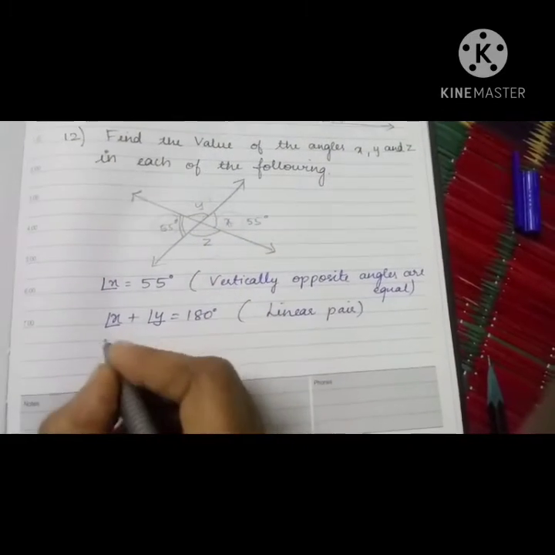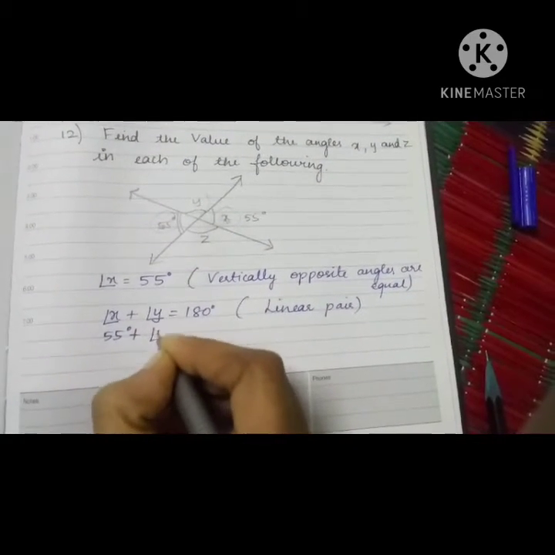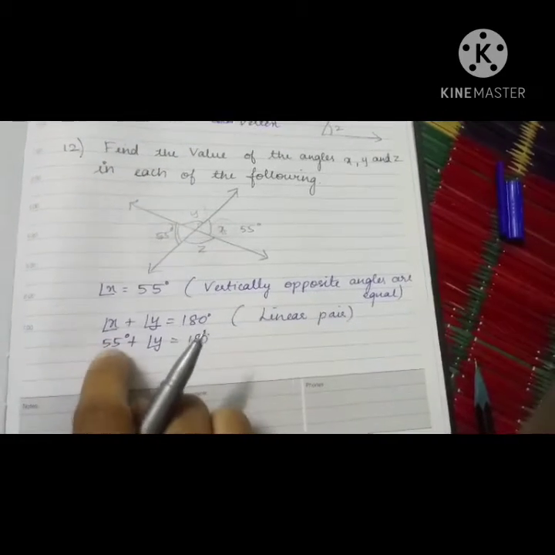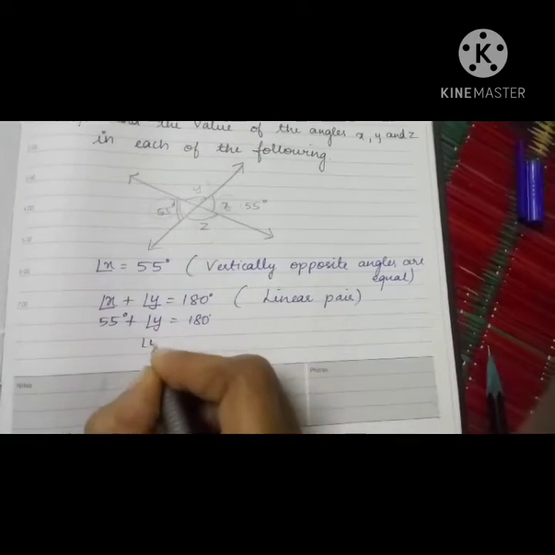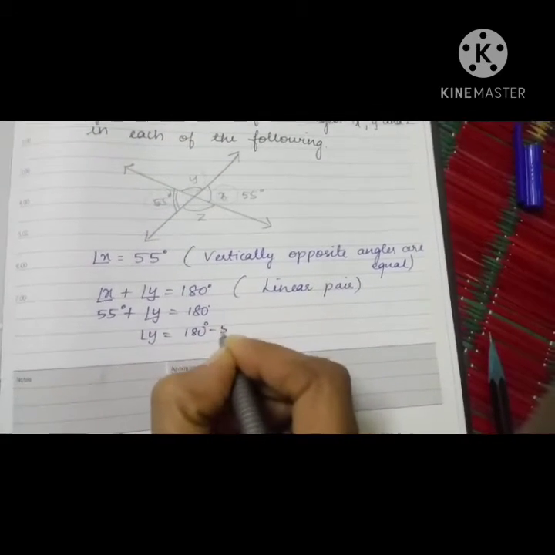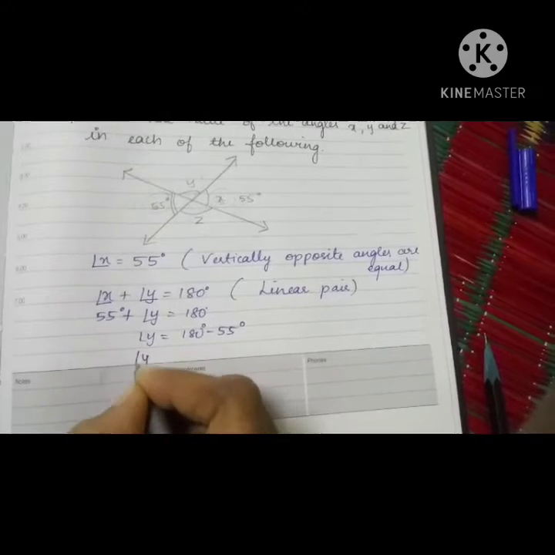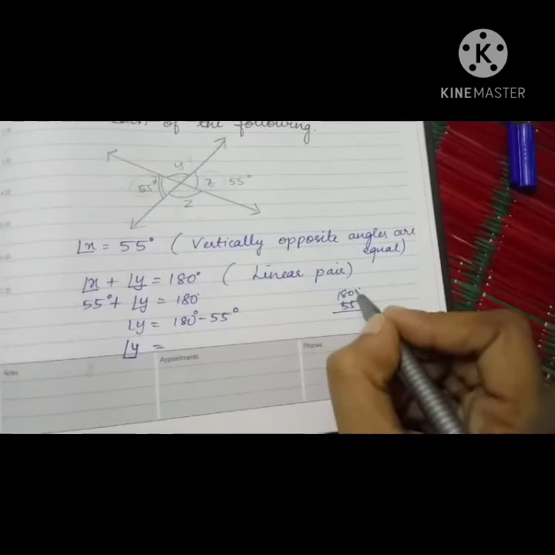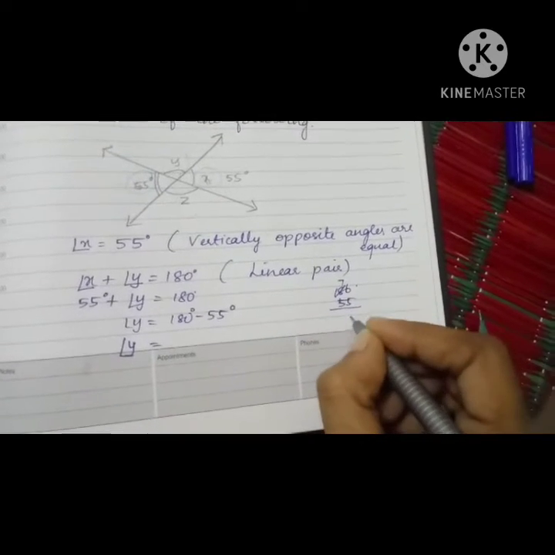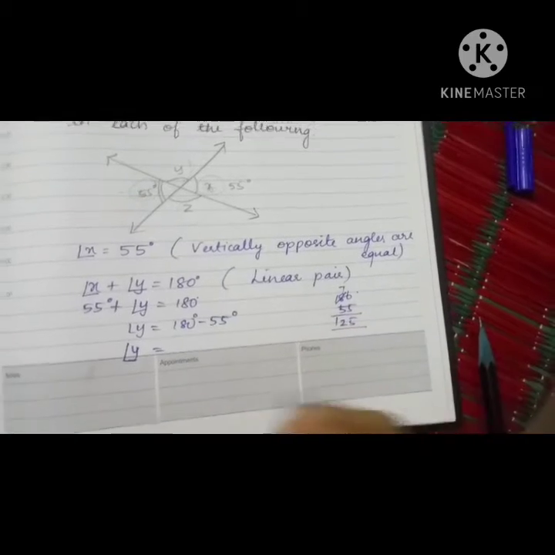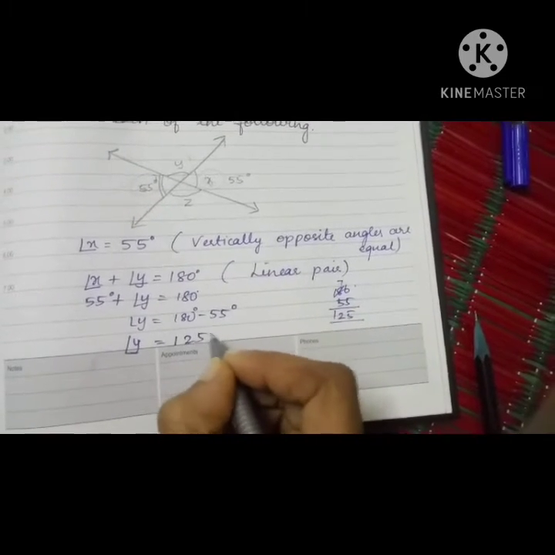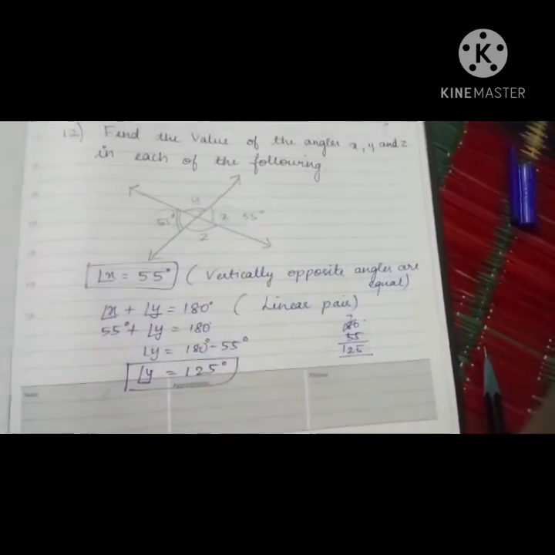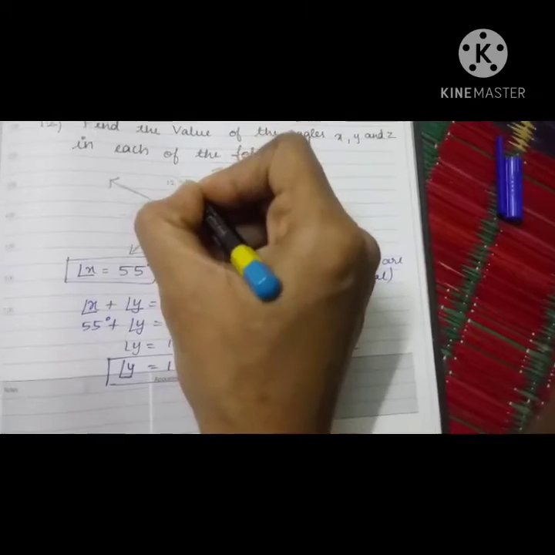X is what value? 55 degrees, plus angle y is equal to 180 degrees, because I don't know the value of y. The x value I know, so I have substituted. Now angle y is equal to 180 minus 55. So angle y is equal to what? 180 minus 55. Okay, now 7, 1, 5, 2, 1, 125. So angle y is what, children? 125 degrees. So x I found out, y I have found the value as 125.